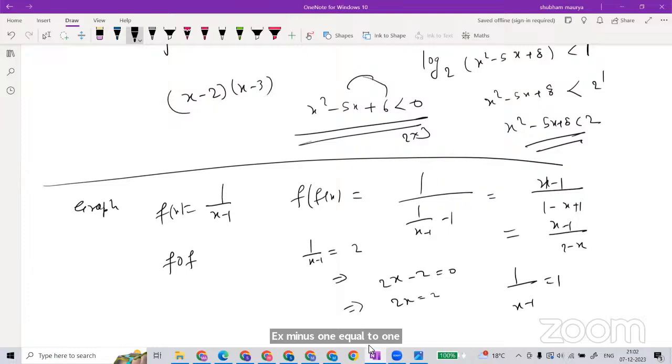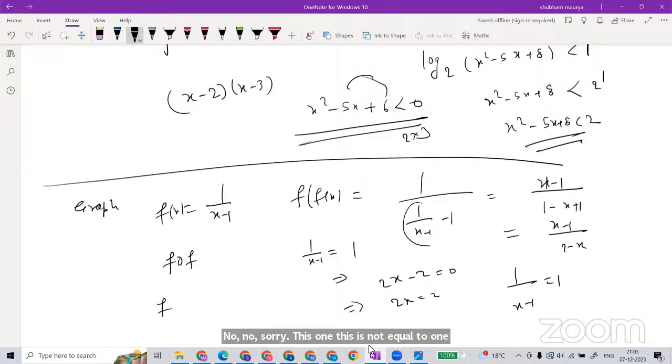Okay. In that case, it won't be defined. So in that case, x equal to 2 will come. So x equal to 1 and 2, it won't be defined. We don't want x equal to 2. We want such that the output, this image, should not equal 1.